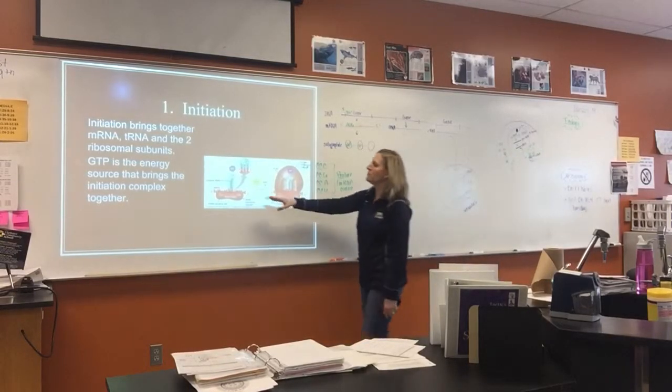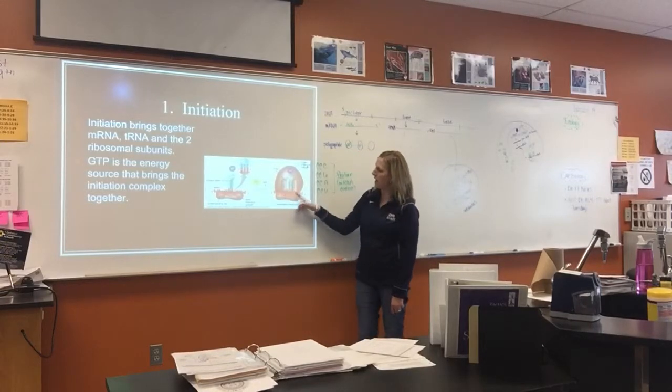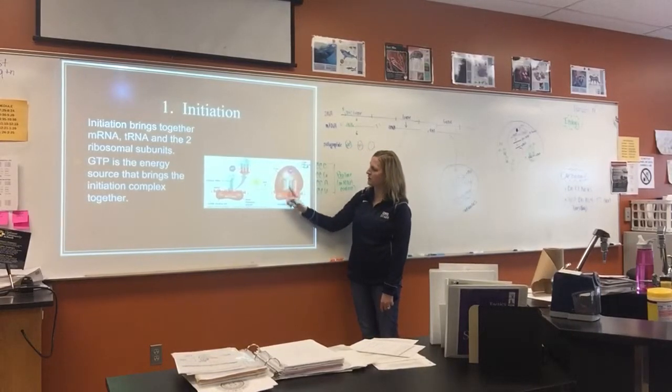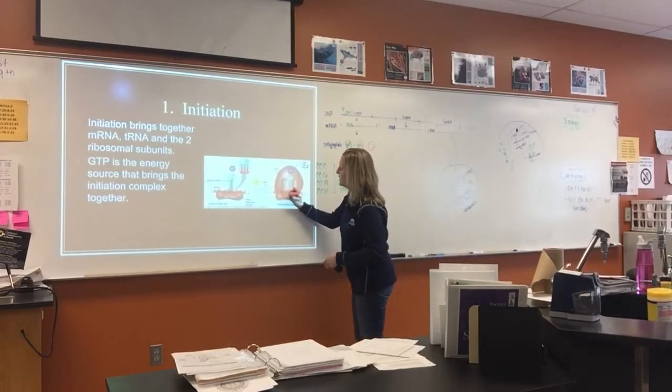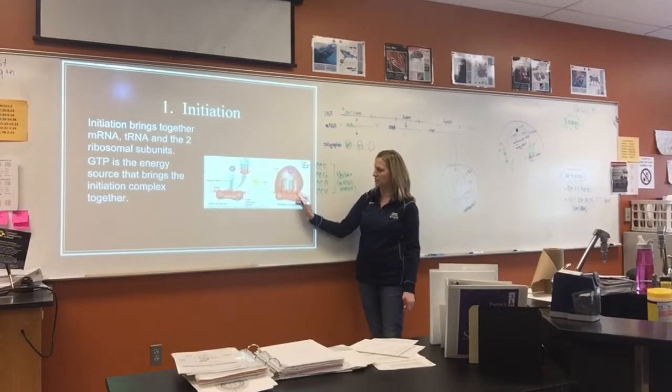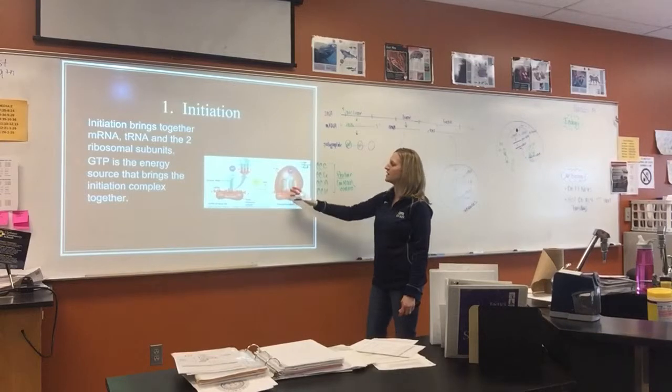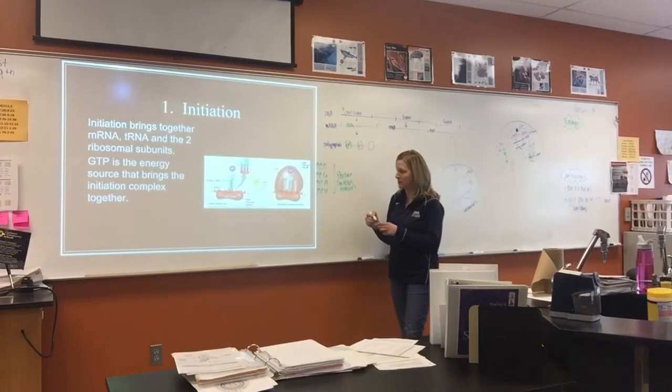Notice here that with the large subunit, that start codon is in the P site. It's the EPA. That's the order of these sites. Each site matches up with a codon of the mRNA. Notice that there are 3 bases in each site, EPA. So your first start is in that P site, and that's your first amino acid.